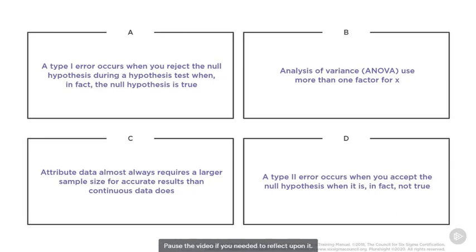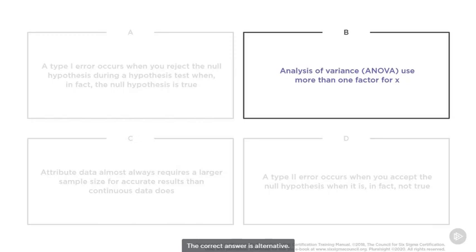Pause the video if you need to reflect upon it. And the correct answer is alternative B. Analysis of variance, or ANOVA, uses more than one factor for X. To check if that's the correct alternative, just use the technique I taught you in our previous question. Do it. It is important that you do so.